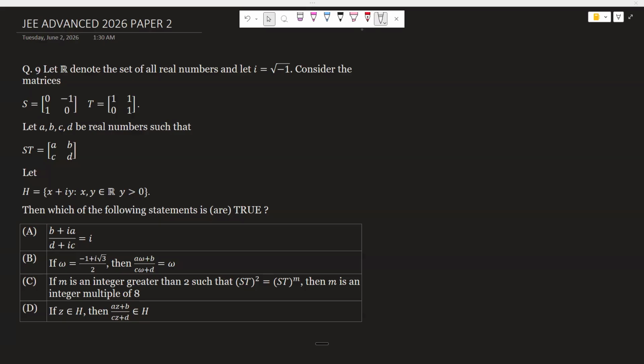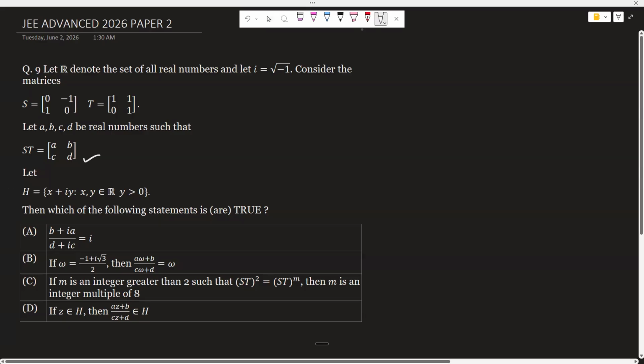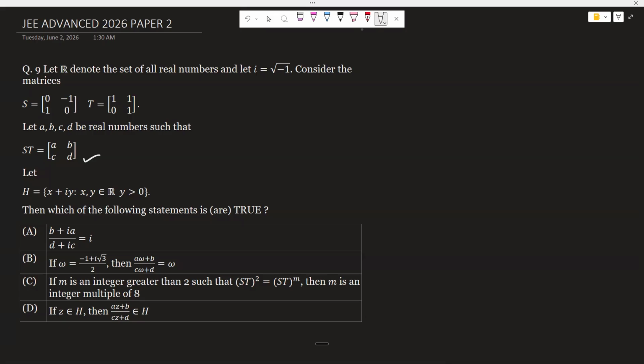So let's finalize this ST, for what values of a, b, c, d. Okay, let's perform ST. ST means the multiplication of the given two matrices. So 0, -1, 1, 0 is the matrix of S, and matrix T was 1, 1, 0, 1. Okay, I copied. And ST is equal to, you know how to multiply the matrices.